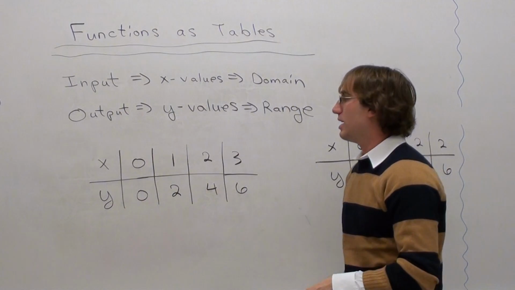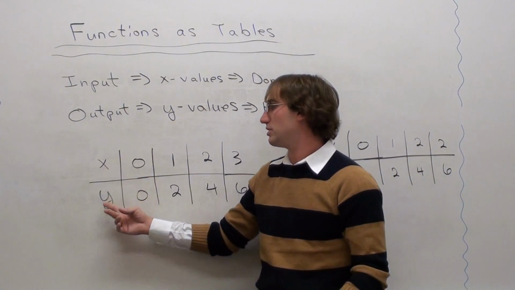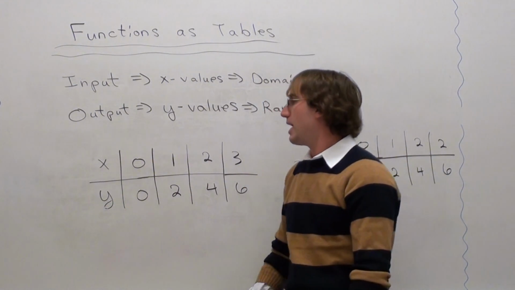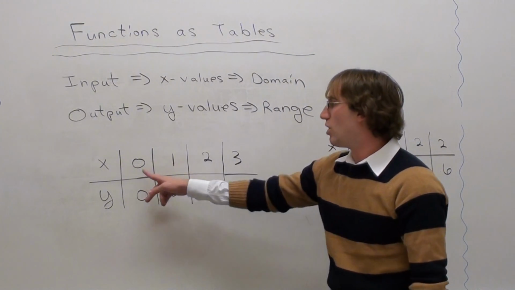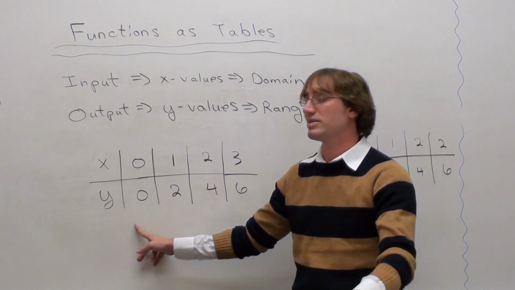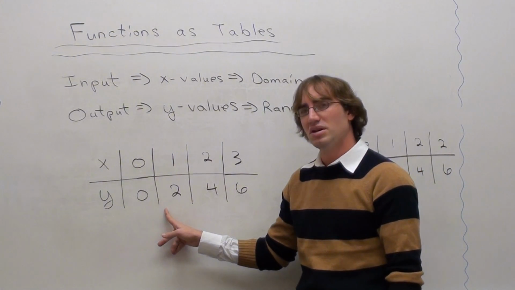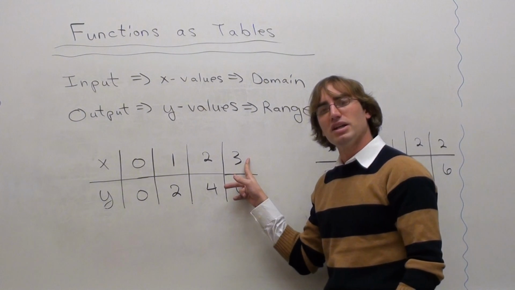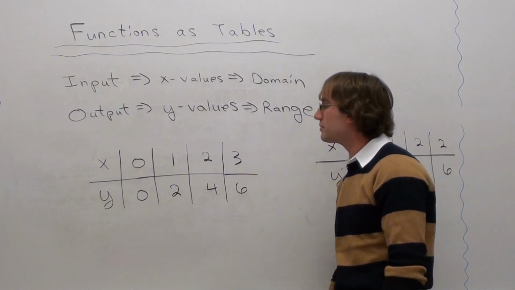I'm saying that this is time, my input, my domain, and this is how many hamburgers I ate, my range, my output. When I sat down and I'm getting ready to eat hamburgers, at 0 minutes, I've eaten 0 hamburgers. Makes sense. After 1 minute, I've eaten 2 hamburgers. At 2 minutes, I ate 4 hamburgers. And at 3 minutes, I ate 6 hamburgers, which isn't too bad.